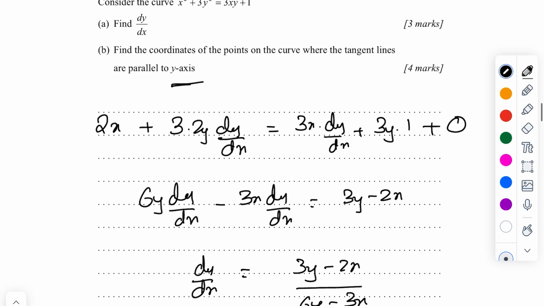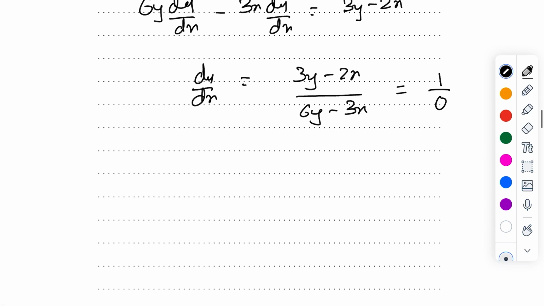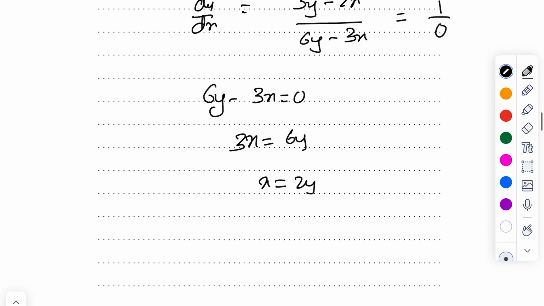Parallel to y-axis means the gradient has to be 1 upon 0. Means the denominator 6y minus 3x should be equal to 0. Means 3x equals 6y. So x equals 2y. Plug in x equals 2y in the original equation.